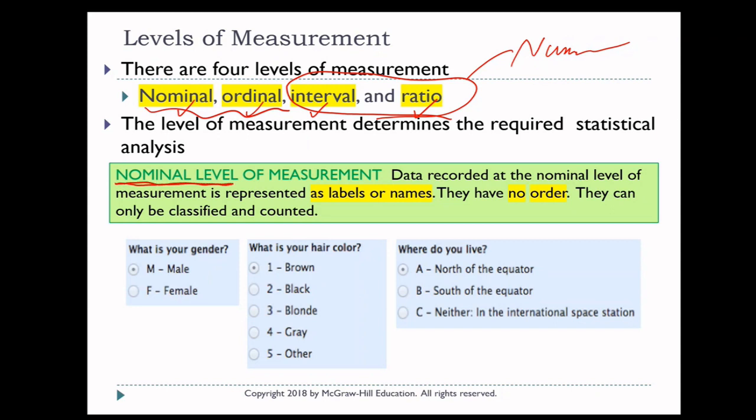This nominal level of measurement: data recorded at the nominal level is represented as labels or names. Nominal is a name, like what is your gender? Gender is nominal because you say it's male or female. What is your hair color? You can write it as a name. Okay. Where do you live? Here, there. All these are nominal variables.